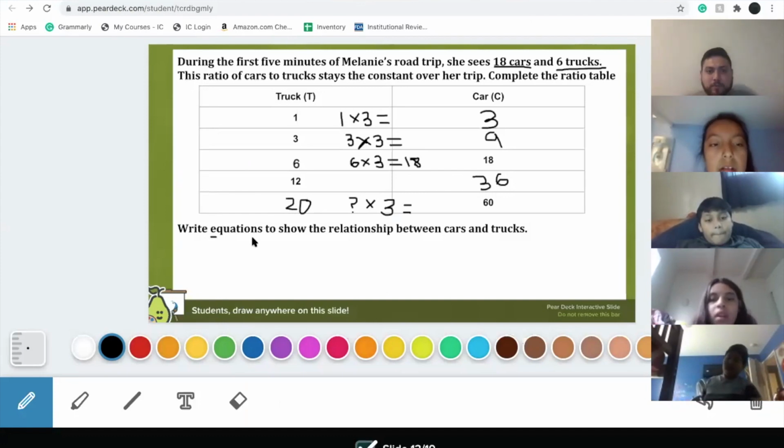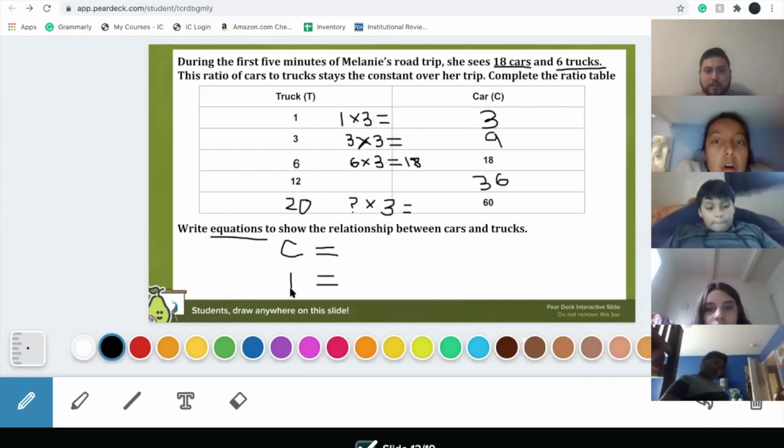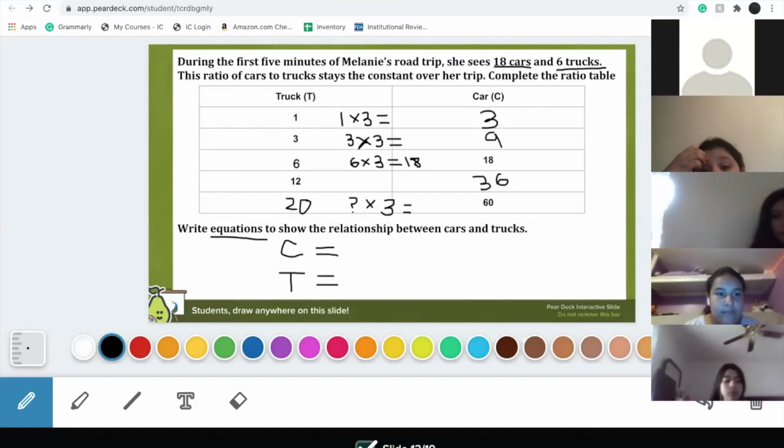So some of you wrote them as ratios. We're actually going to write equations. Equations, if you can remember from the do now, have an equal sign. So equations have to have an equal sign. So there's going to be 2 equations. We're first going to find the one for cars, and then we're going to find the one for trucks. So if you know what equation gives us cars, please type it in the chat or raise your hand so I can type it in so we can move on to our exit ticket.